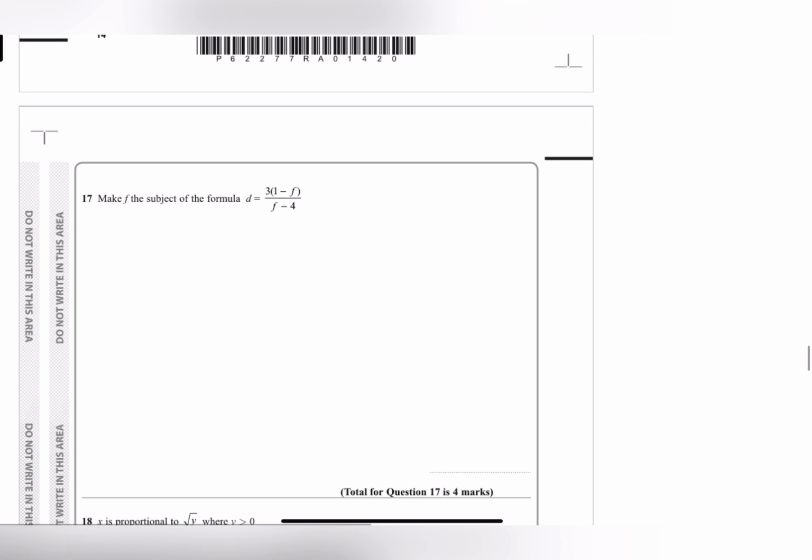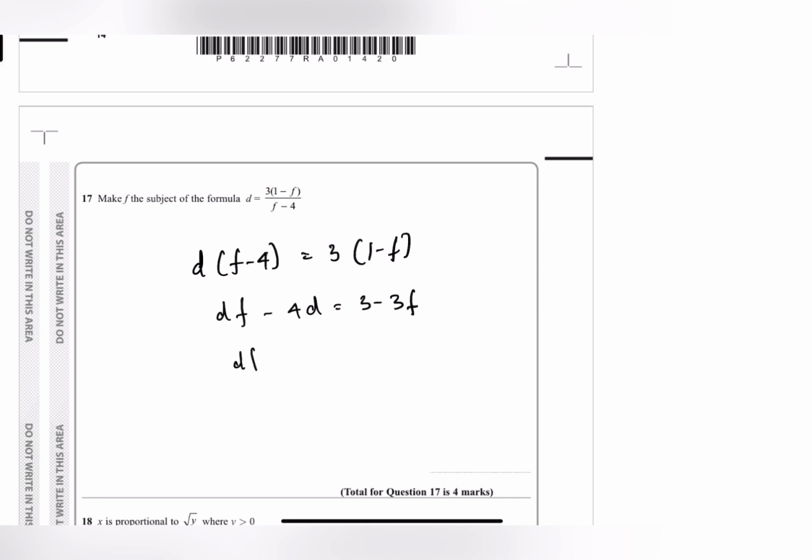Now make f the subject of the formula. D equals 3 times 1 minus f over f minus 4. So what you can do is just rearrange the equation. So you see d times f minus 4 equals 3 times 1 minus f. Now you rearrange, so you get df minus 4d equals 3 minus 3f. So df plus 3f equals 3 plus 4d, or f times d plus 3 equals 4d plus 3, or f equals 4d plus 3 over d plus 3. So that is another relatively easy problem.